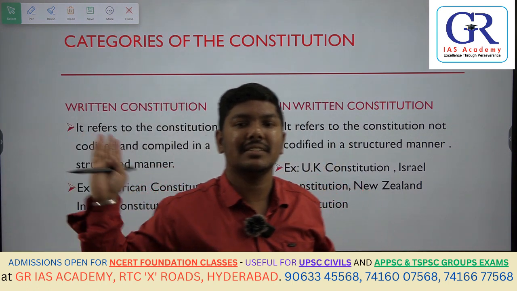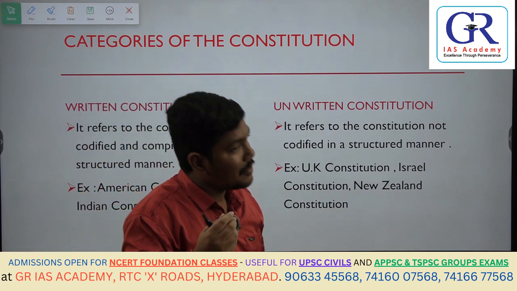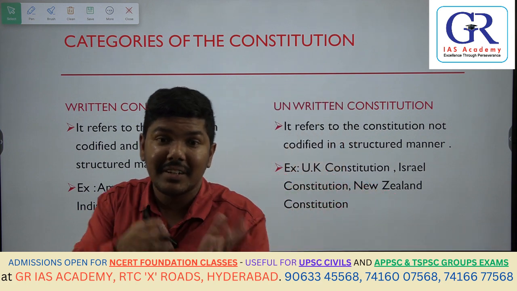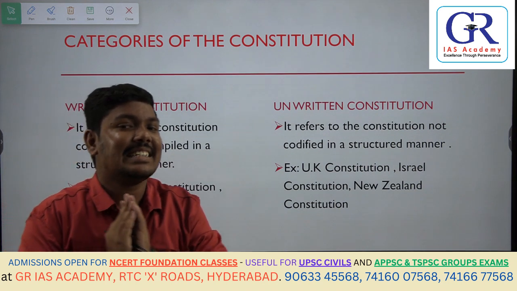Absolutely correct. January 26, 1950, the Constitution. Who acted as a constitutional advisor? B.N. Rao. Correct, sir. B.N. Rao acted as constitutional advisor to the Constituent Assembly. Then who was the Vice President of the Constituent Assembly? H.C. Mukherjee. Correct, H.C. Mukherjee.